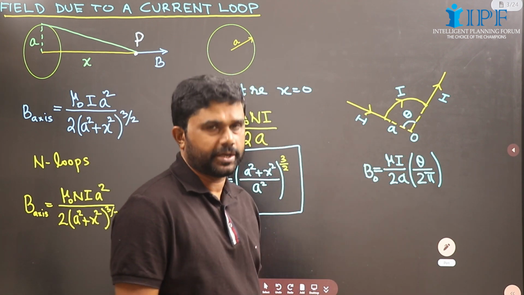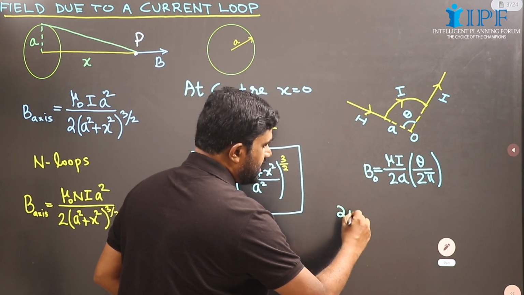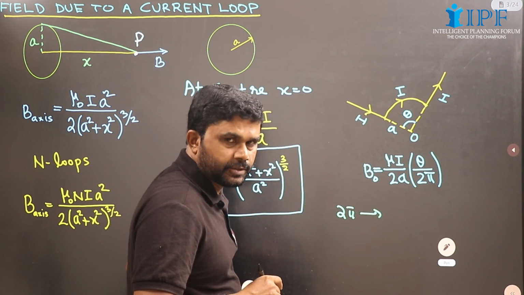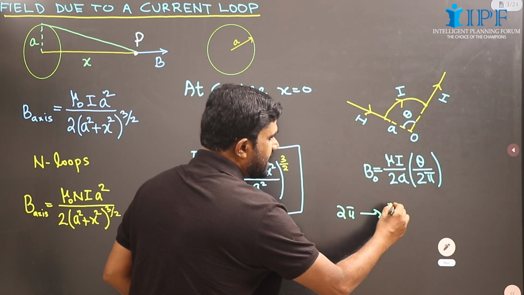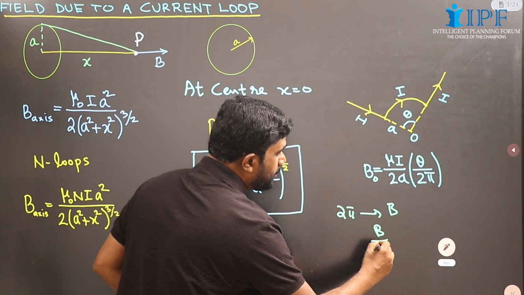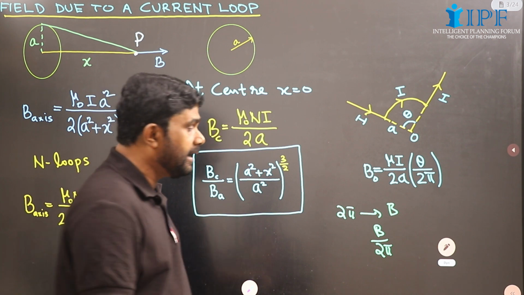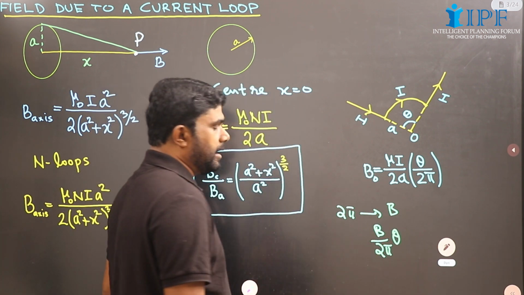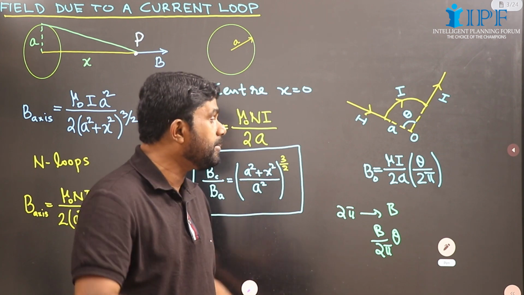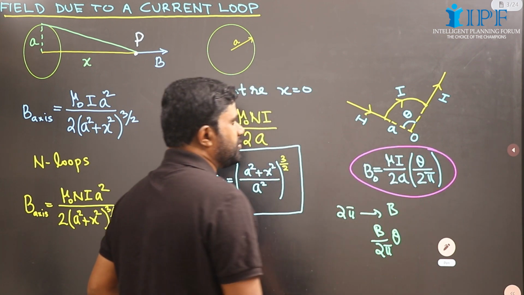So the field at these points, for a full circle, means if the angle subtended at the center is 2 pi radian, say the magnetic field is B. For unit angle it will be B by 2 pi, and for an angle theta it will be B by 2 pi into theta. Means the magnetic field due to the whole circle into theta by 2 pi. So this is the magnetic field at the point of observation.